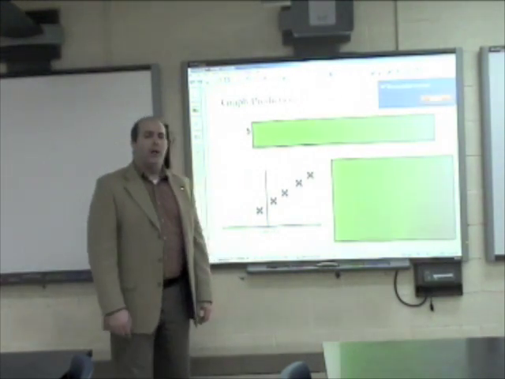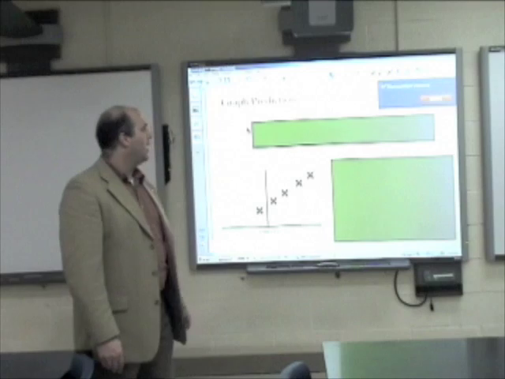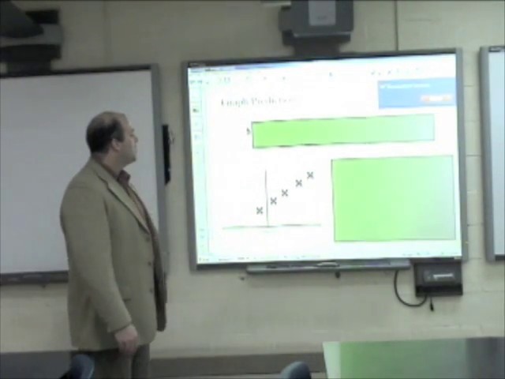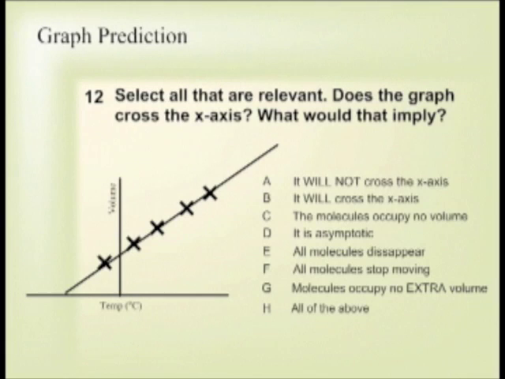Okay, so I have a question for you that I would like you to try and answer, a prediction. My question to you is, does the graph cross the x-axis? If it does, what would that imply? If it doesn't, what does that imply? Please click Start on CENTIOS. Here are your options.